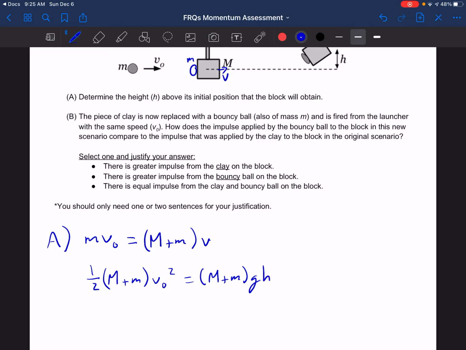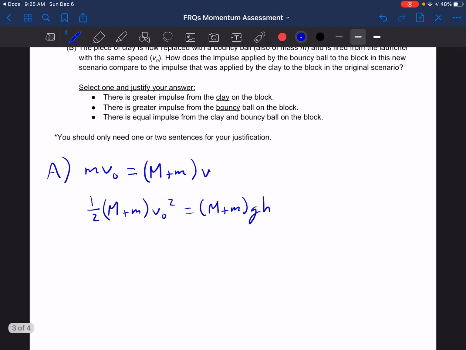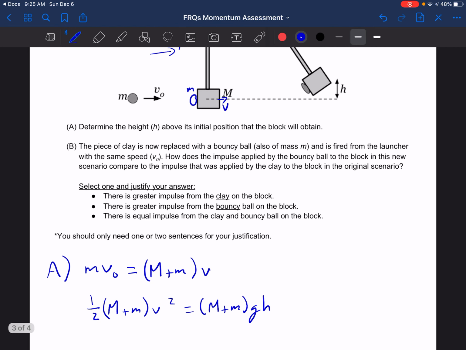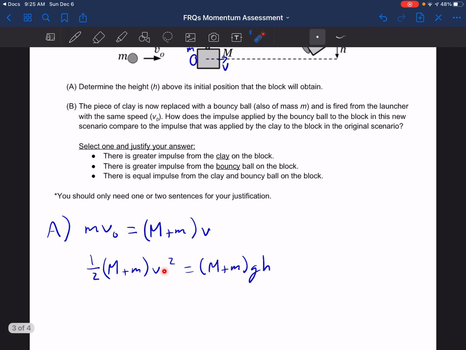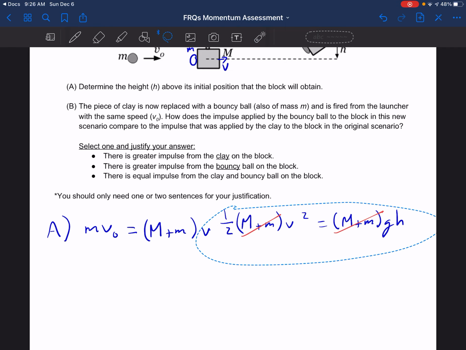So first thing, I made a mistake. This shouldn't be v naught. This should be v, just v, right? That's the speed after the collision right there. But we don't know that v, it's not given. So we need to use this equation to plug in for that v and then solve this out. And we can actually simplify this equation a little bit first. Maybe I'll move the conservation of energy portion of this over here.